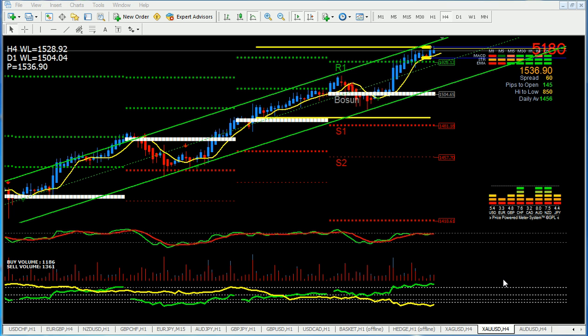G'day, my name is Brian Johnston and I want to talk, in answer to a question regarding the indicators on this gold chart, about how we use them and what we can do with them.